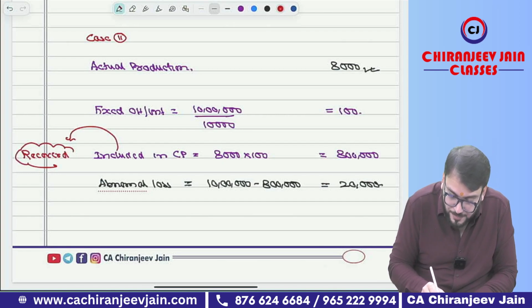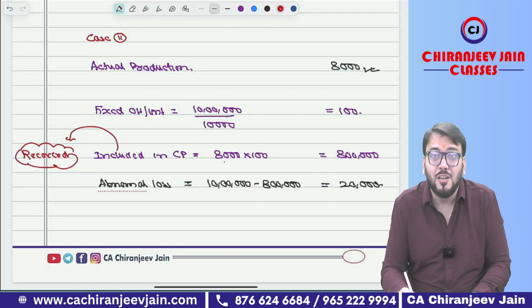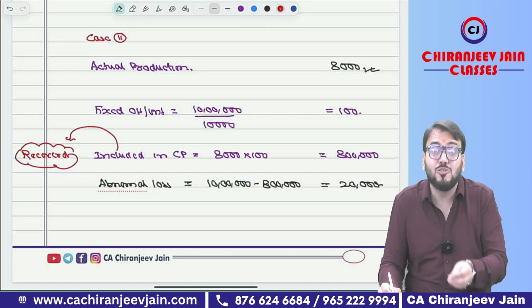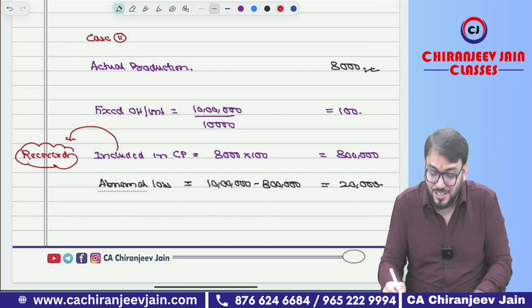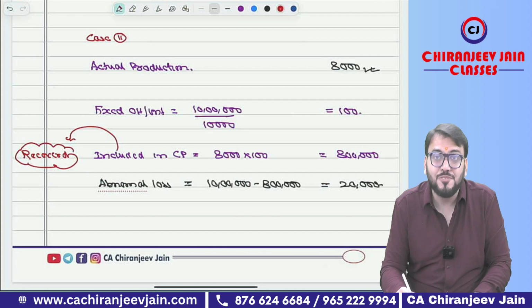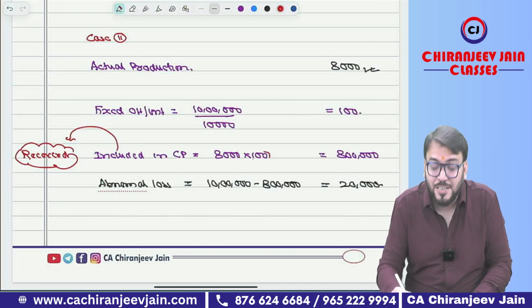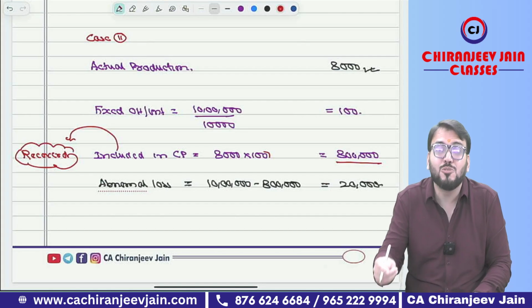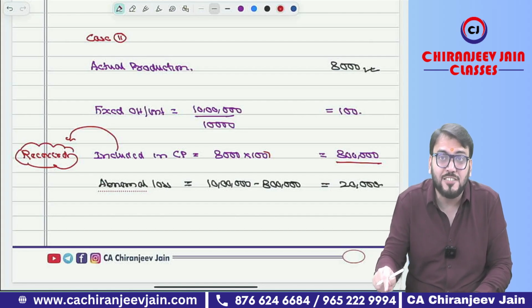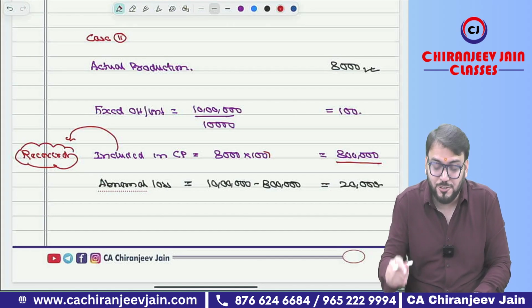So you can recover only from the unit which can be sold, and you can sell only 8,000 units because you produce only 8,000. You can recover only on the units, 8,000, which has been produced and can be sold. That is rupees 100 per unit. Means you can recover 8 lakh. How much can you not recover from the customer? That is 2 lakh. That is abnormal loss, and that will be charged to profit and loss account.